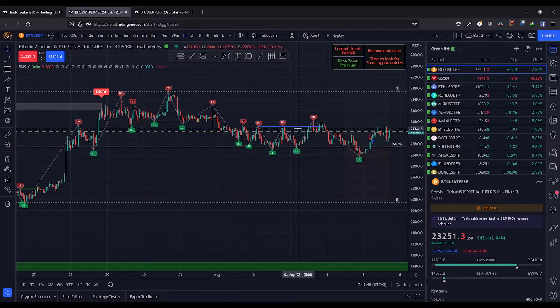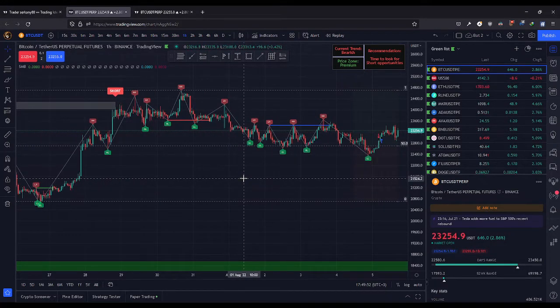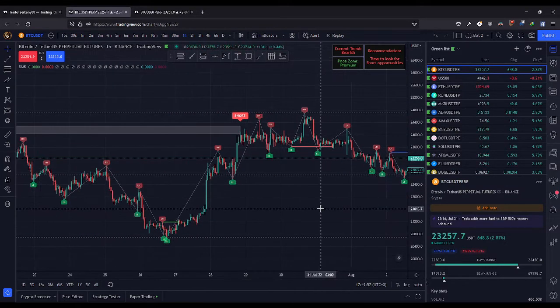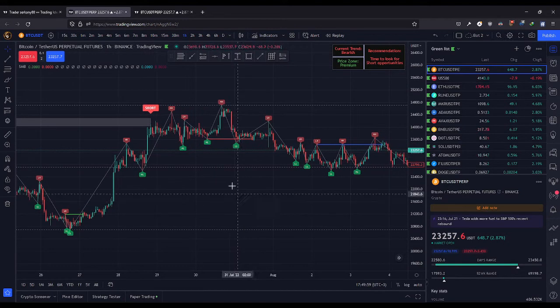So this is the main setting that this system of mine changes based on others. In this case it shows you liquidity grabs, and it doesn't make you enter the strategy right away.